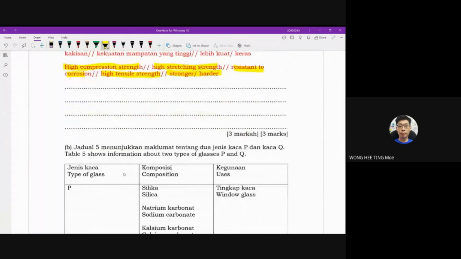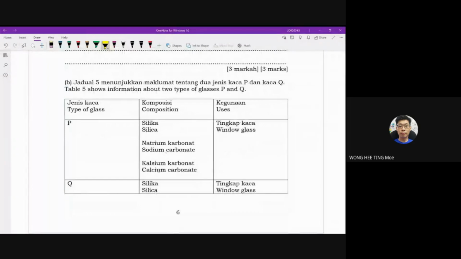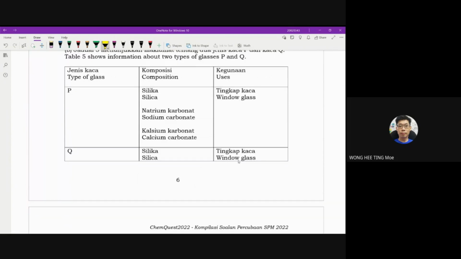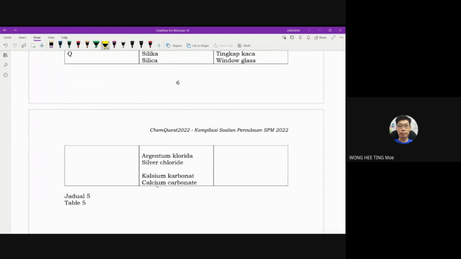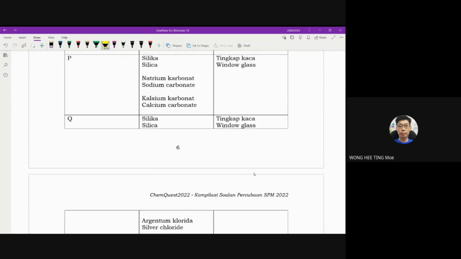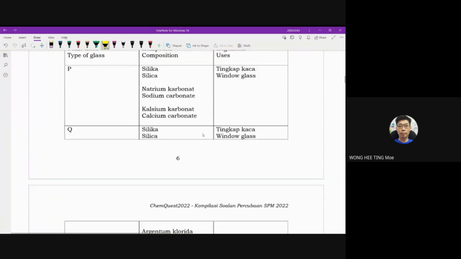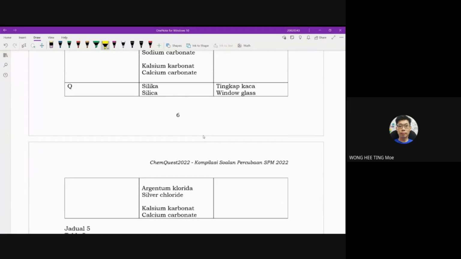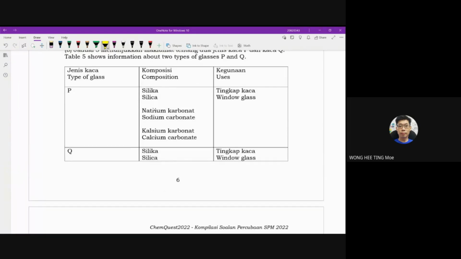Now, Table 5 shows the information about two types of glasses, P and Q. P is silica, sodium carbonate, calcium carbonate, used to make window glass. Q is silica, silver chloride, calcium carbonate. So both are used to make window glass, but they have different properties. You will look into the composition.